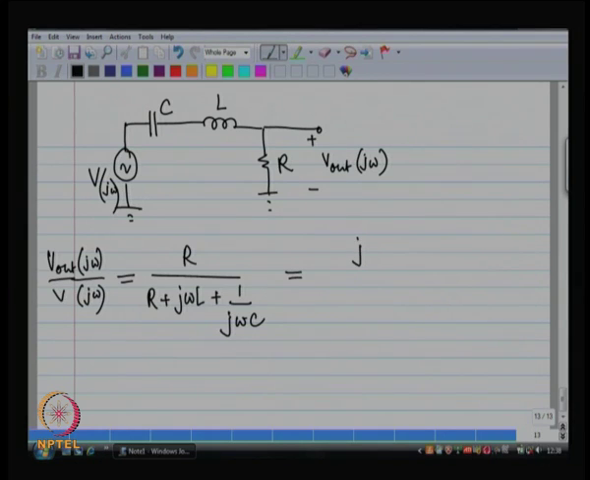So, that makes it this is my final expression for the output voltage as a function of the input voltage. Now, cross check, sanity checks: when omega is 0, the inductor is a short circuit, the capacitor is an open circuit.